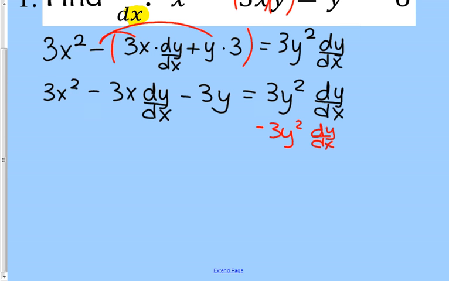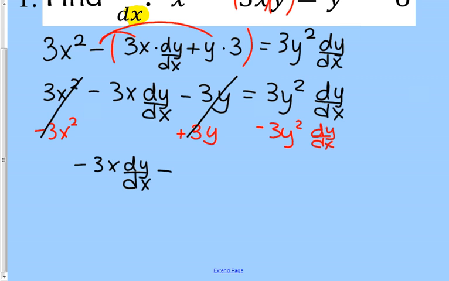And then this is going to have to be moved as well, because they don't have dy dx's, so they'll be moved to the other side. Okay, so you get the idea. I'm not going to write all that stuff. Okay, so these will essentially cancel out. So I'll have negative 3x dy dx minus the 3y squared dy dx that I moved from the right side. That's going to equal these, right? Negative 3x squared plus 3y.